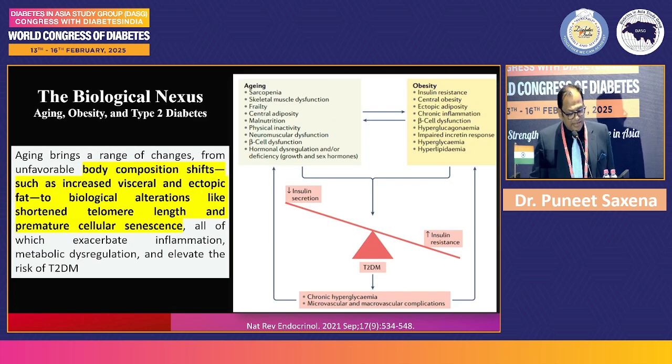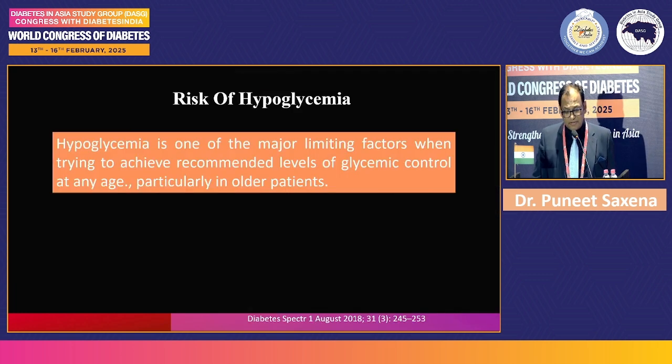The biological nexus of aging, obesity, and type 2 diabetes plays out as a complex interplay: sarcopenia on one hand with frailty on the other, and obesity where visceral fat and subcutaneous fat play a role. There is an inflammatory state, and a state of decreased insulin secretion and increased insulin resistance.